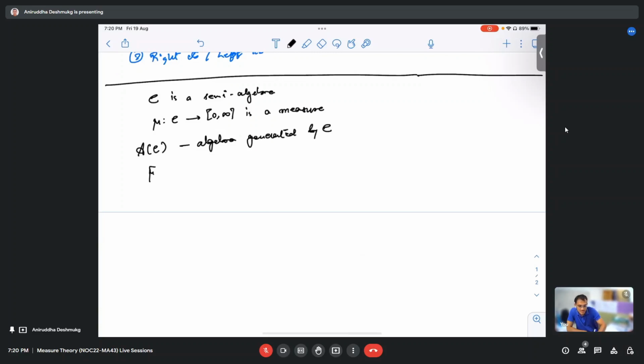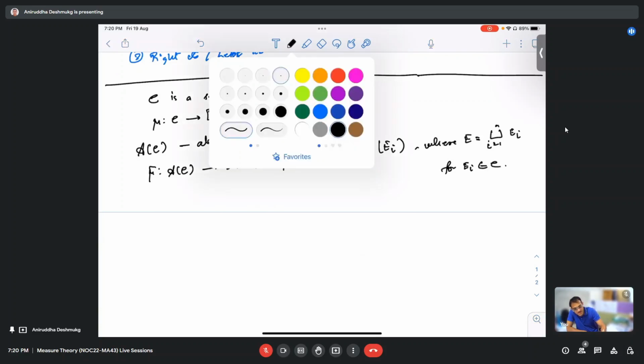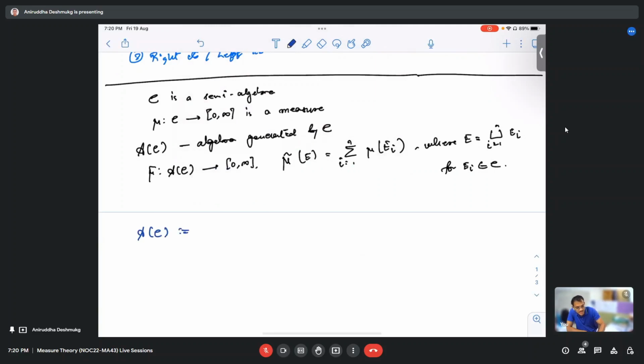Then we can define mu tilde on AC as follows. Mu tilde of E is the summation i from 1 to n of mu of Ei, where E can be written as a disjoint union of Eis, for Ei in C. And we are able to write this because we know that the algebra generated by a semi-algebra has this particular form. All the sets are always of the form disjoint union of Eis as Ei varies in C. So in the lectures, we proved that mu tilde of the empty set is 0 and mu tilde is finitely additive.